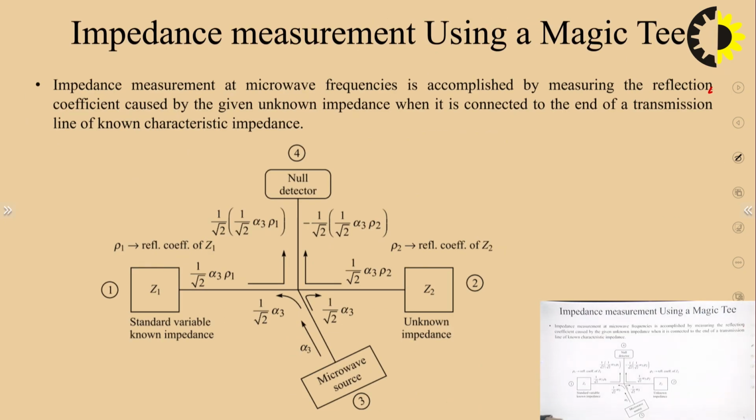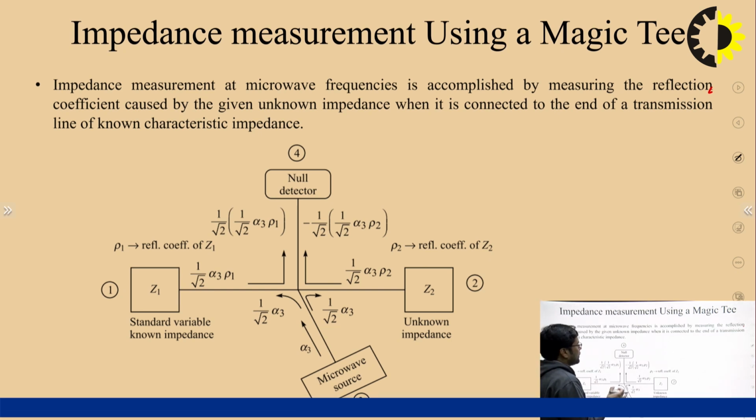Now the next topic, the impedance measurement. Here we are using the magic T for measuring the impedance. So how can we measure an unknown impedance with the help of a known impedance? This is a cross sectional view diagram of the magic T. As we know, the magic T is a 4-port device, and here we have port 1, port 2, port 3 and port 4.